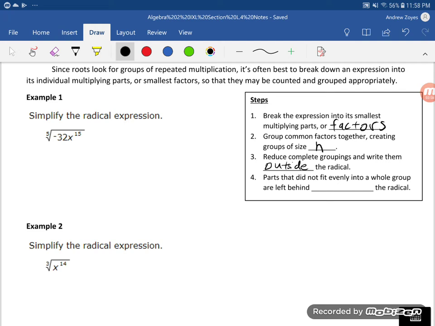Parts that did not fit evenly into a whole group. So, right, imagine we're making a group and we have some leftover parts. Are left behind blank the radical. So let's think about it. If we can't reduce it because it doesn't make a whole group, well, we leave it inside. Because this radical couldn't quite do its job. We didn't have enough parts to make a whole group. Okay? Alright, so let's go ahead and do this.